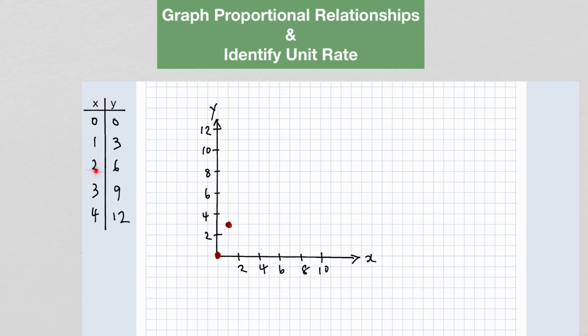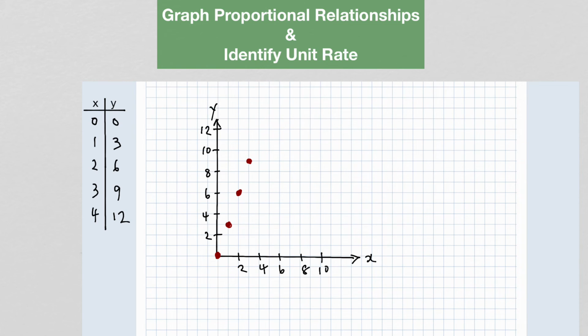Next is 2, 6. So we're going to go 2 on the x-axis and then go up to 6. 2, 4, 6. That lands us right here. So plot a point there. The next one is 3, 9. Okay, so we're going to go to 3 on the x-axis and then we're going to go 9 on the y. So that takes us to 2, 4, 6, 8, 9 right there. So plot a point there.